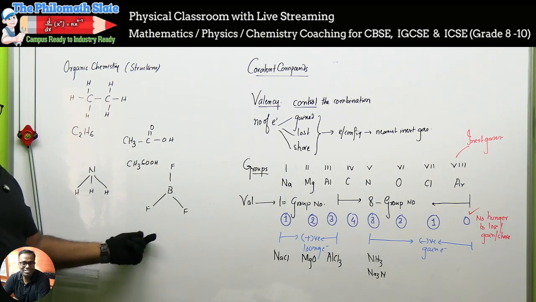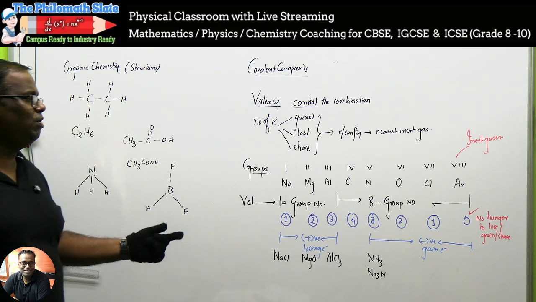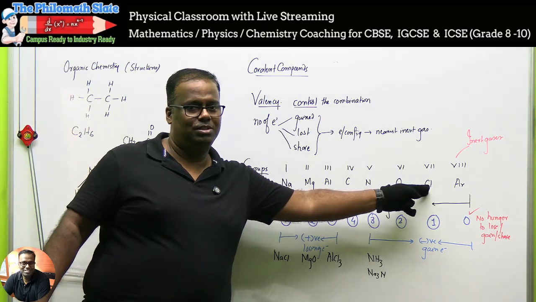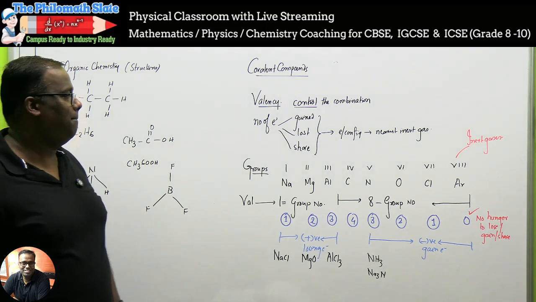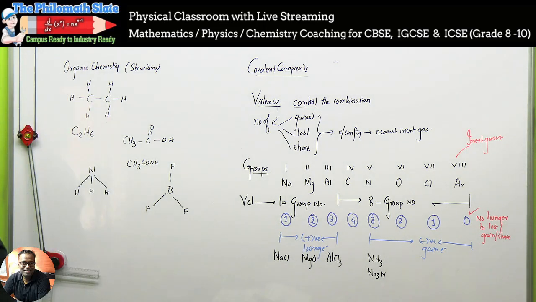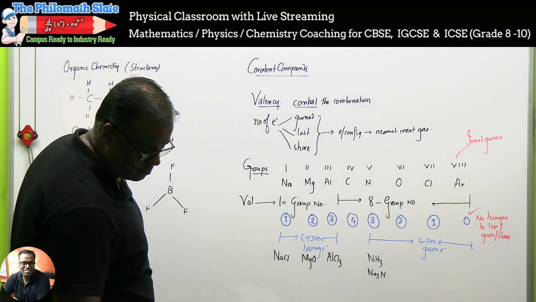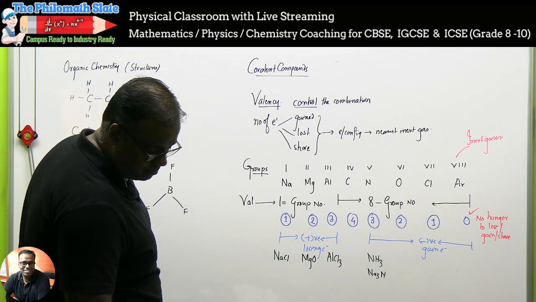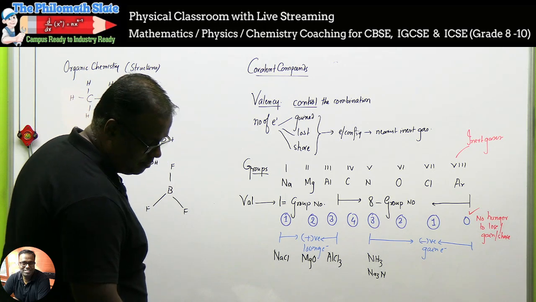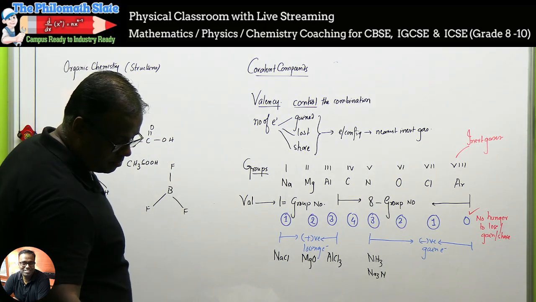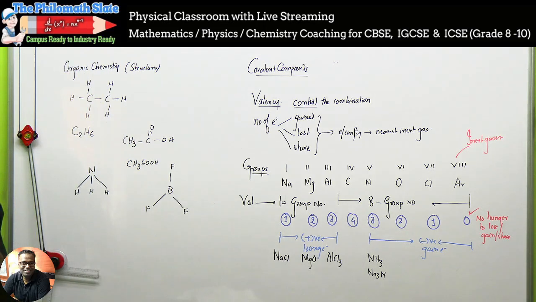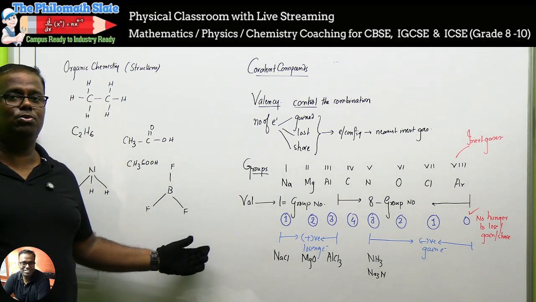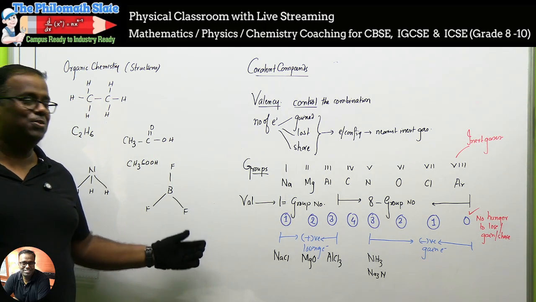Boron trifluoride. Fluorine is always in this group and boron is in this group. Up to 20 you should know. So sir, will it be FB3? No, metal is always named first. You forgot. Boron is metal.